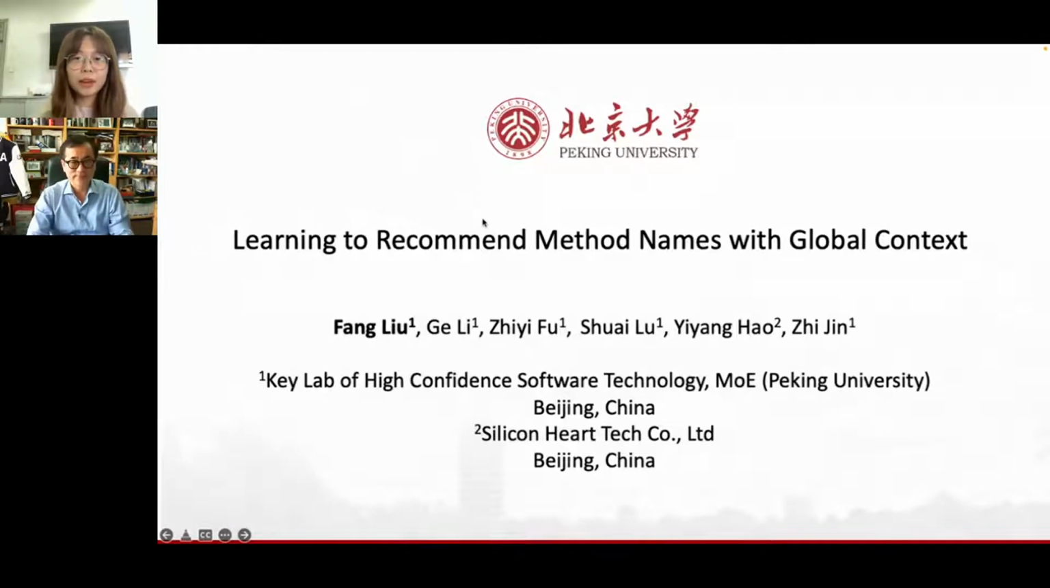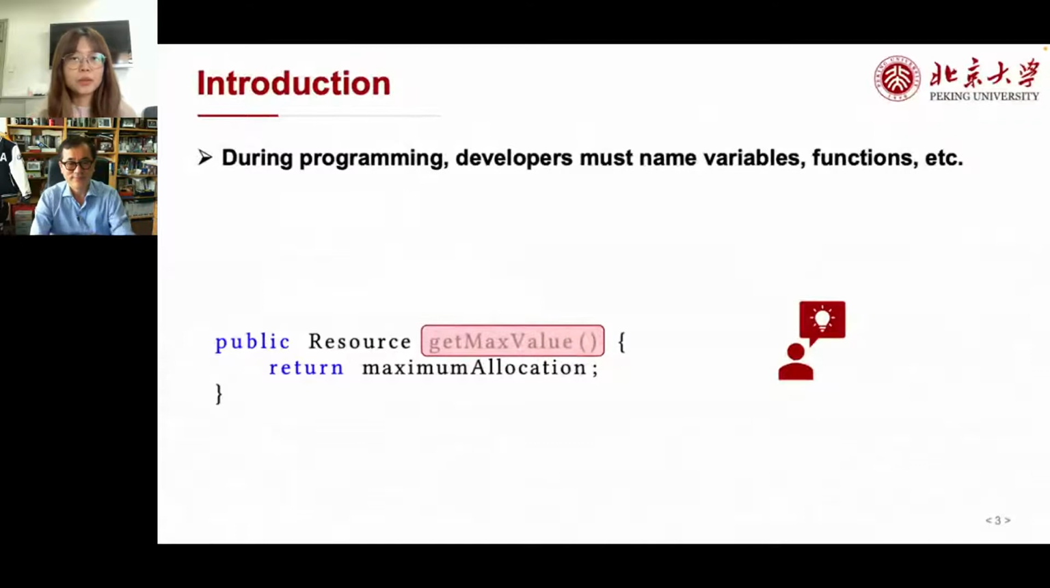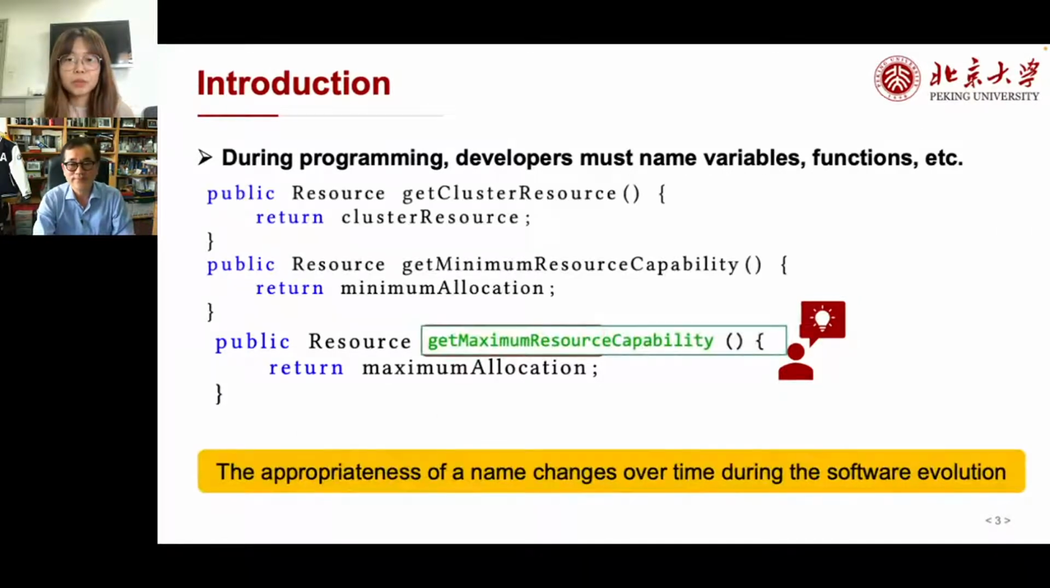Hello, everyone. I'm Fang Liu from Peking University. Now I will present our paper, Learning to Recommend Method Names with Global Context. During programming, developers must name variables, functions, etc. However, the appropriateness of a name changes over time during the software evolution. A good function name can degrade into a poor one when the semantics of the function change or the function is used in a new context. Poor names can make programs harder to understand and maintain, leading to misuses and defects.